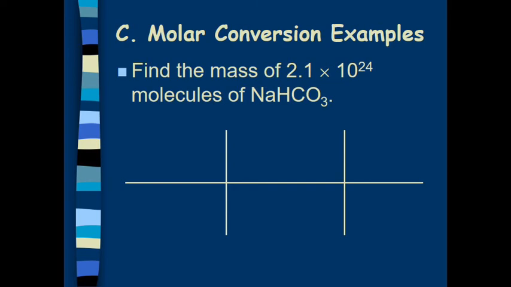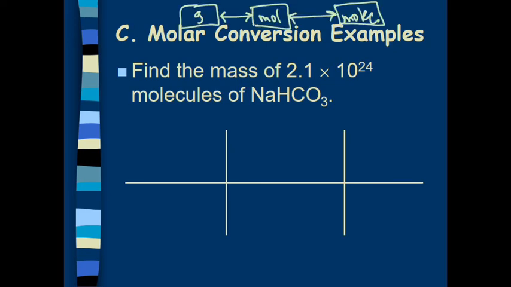And I'm going to go back and refresh you on your boxes. On the boxes, I went ahead and I did mass to moles to molecules. And again, all of those can go backwards because in this one it looks like we're going to go from molecules to moles to mass, since molecules is actually given, 2.1 times 10 to the 24th molecules of baking soda, NaHCO3. Please make sure you're looking at your boxes with all the values underneath them as you go through this.